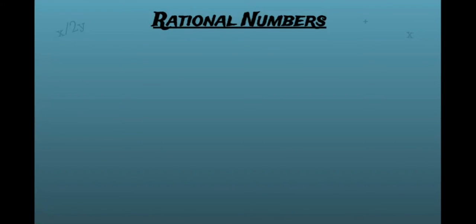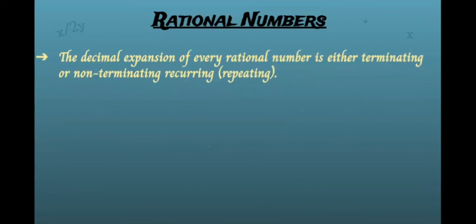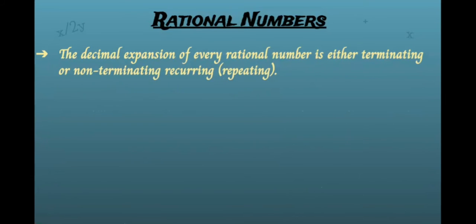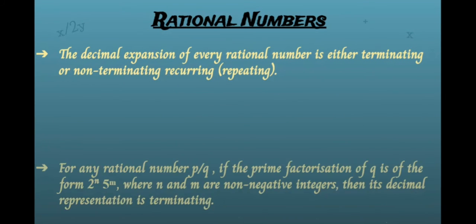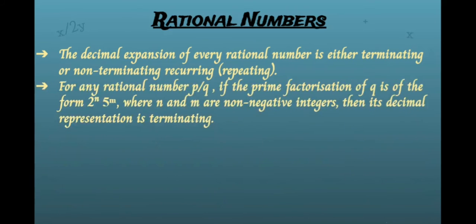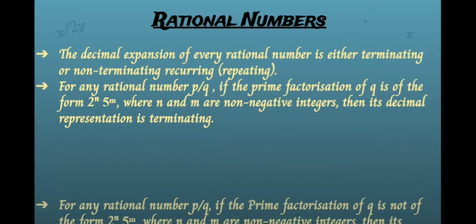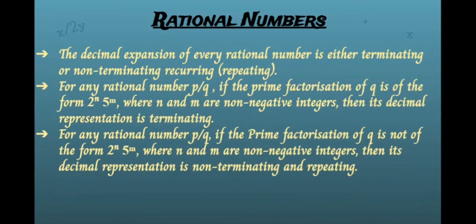Decimal expansion of every rational number is either terminating or non-terminating repeating. For any rational number p by q, if the prime factorization of q is of the form 2 power n into 5 power m, where n and m are non-negative integers, then its decimal representation is terminating. If the prime factorization of q is not of the form 2 power n into 5 power m, then its decimal representation is non-terminating and repeating.